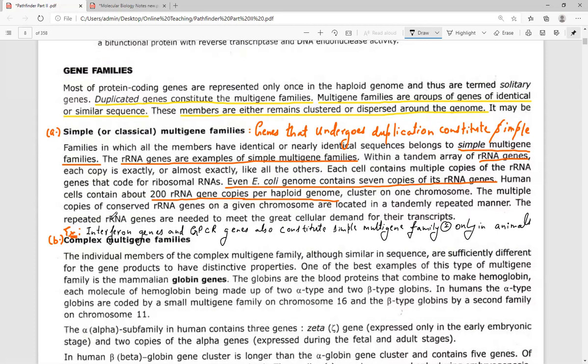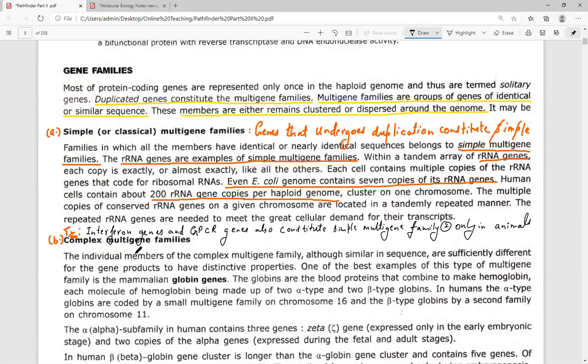Next. What do you mean by complex multi-gene family? These complex multi-gene families have several different types of genes present within themselves. So these multi-gene families are complex families because the different types of genes have continuously evolved just by the modification of a pre-ancestral gene.